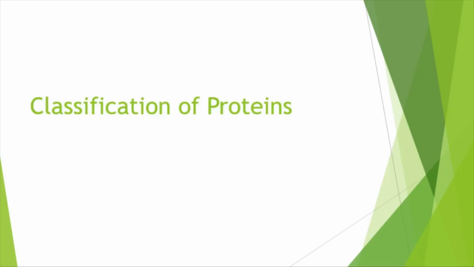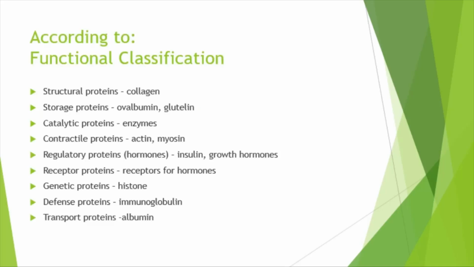So now let's go to the classification of proteins. We're done with classification of amino acids. Now, classification of proteins. Your proteins can be classified depending on different categories. We have here functional classifications of proteins. First, structural proteins. An example of this is collagen. Your collagen is present in your bones, right? That's why it's considered a structural protein.